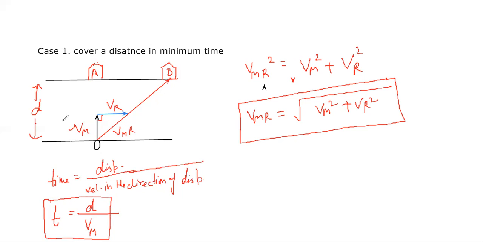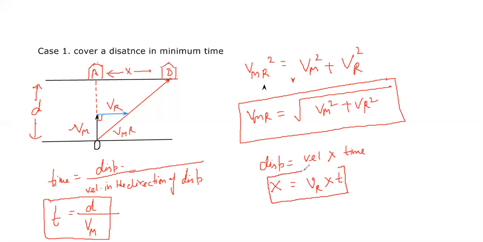Now one more question: how much distance does the man deviate from his original path? This is the distance capital X. Using the same formula, displacement equals velocity into time, but which velocity? The one parallel to the displacement. Here the displacement is in the horizontal direction, so X equals Vr into t, the velocity of river into time.